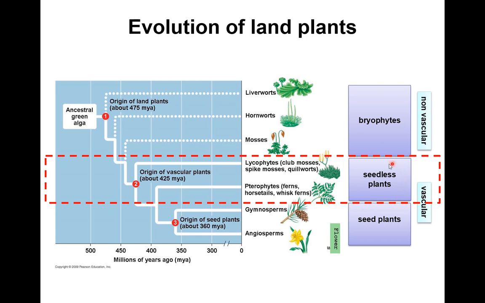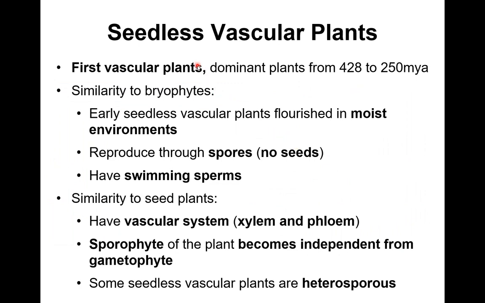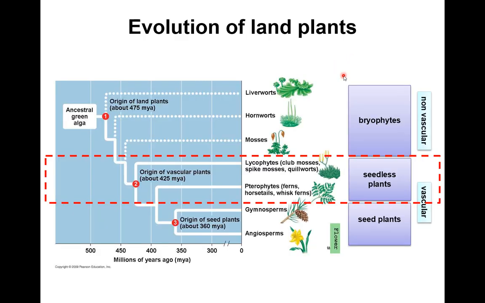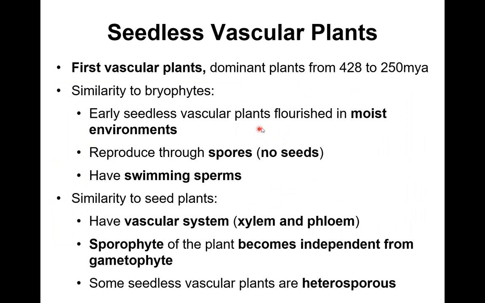This group is referred to as seedless vascular plants because they have vasculature now, but they still do not produce a seed. These are the first vascular plants appearing on land. They were very dominant well past the evolution or the starting point of gymnosperms and angiosperms, and they are still very well spread throughout the earth. Being in between non-vascular plants and vascular seed plants, they tend to have characteristics of both groups.